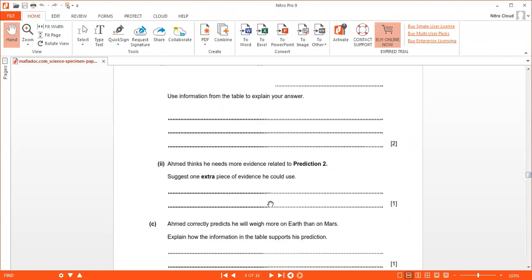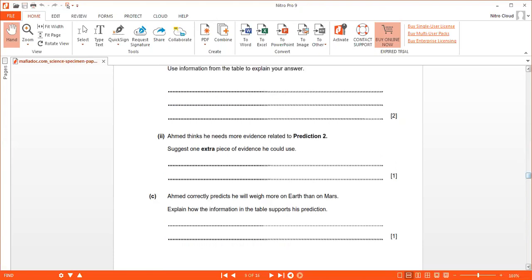Ahmed thinks he needs more evidence related to prediction 2. Suggest one extra piece of evidence he could use. He already compared 4 planets only, so he needs to gather information about more planets. And also to find another source to check the information gathered. He should find another source and compare or check the information gathered.